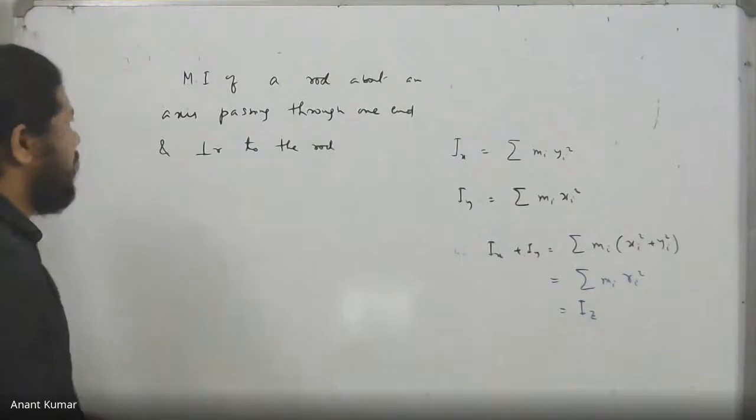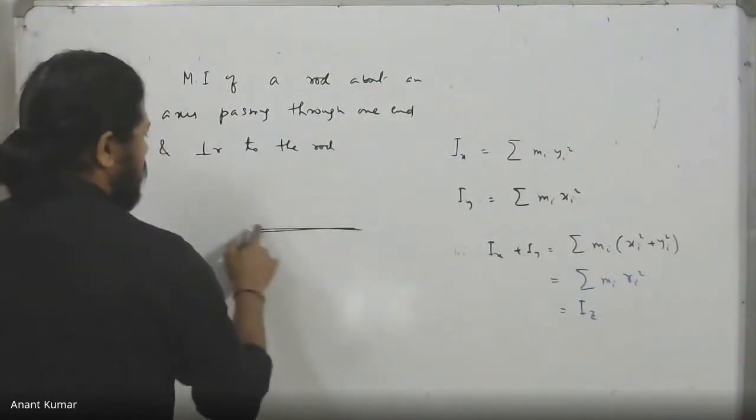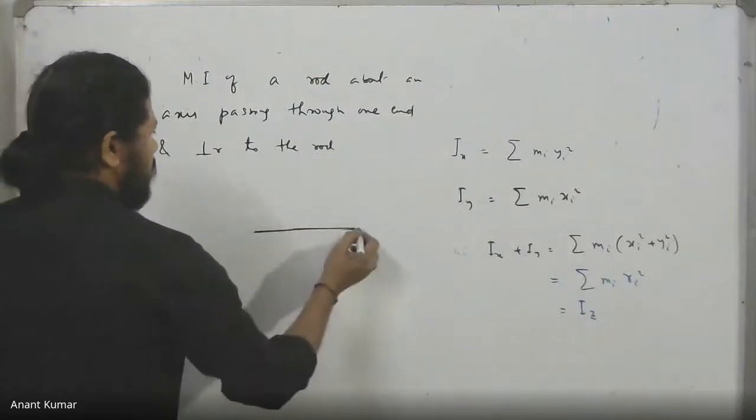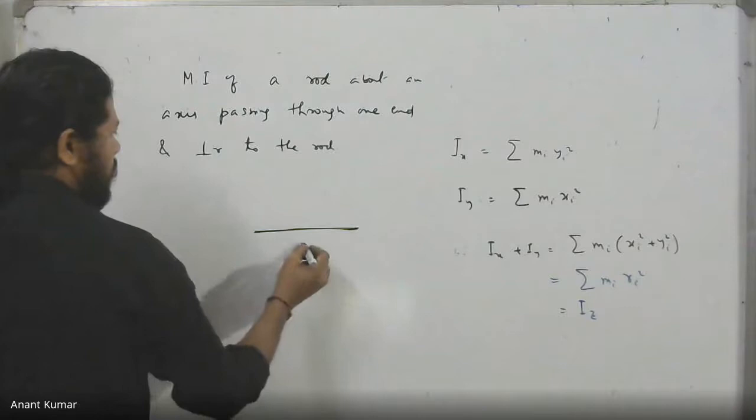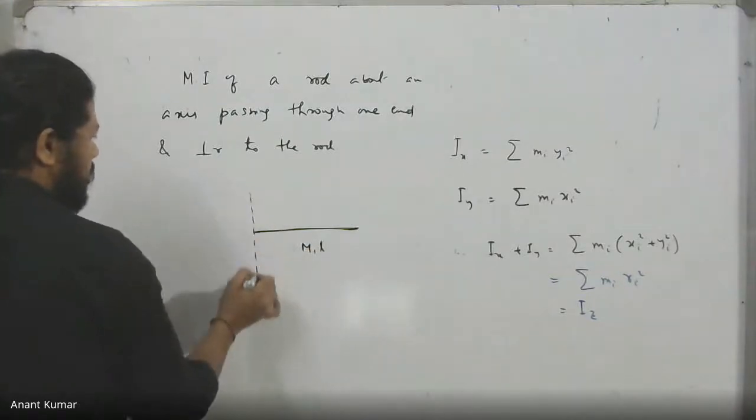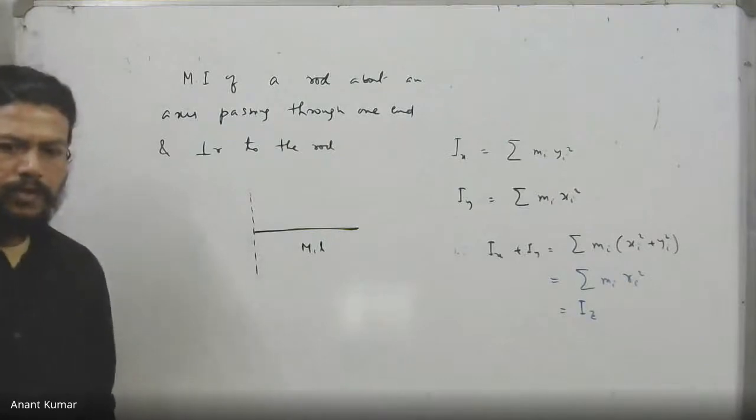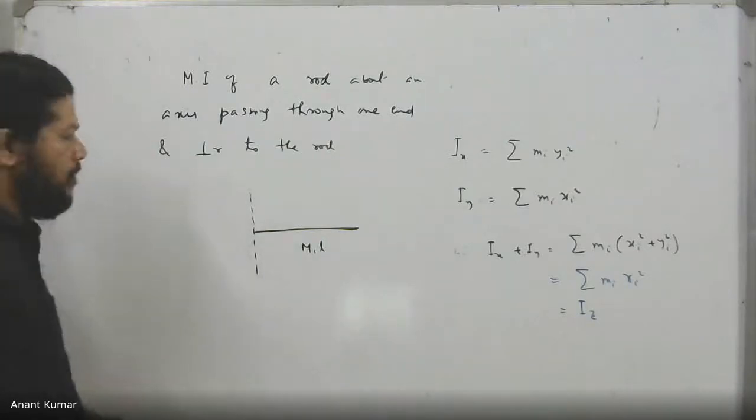At least if I look at a rod about an axis, for example, say that the rod has a mass of m and the length is L, and we take up an axis like this. The axis is passing through one of the ends and perpendicular to the rod.